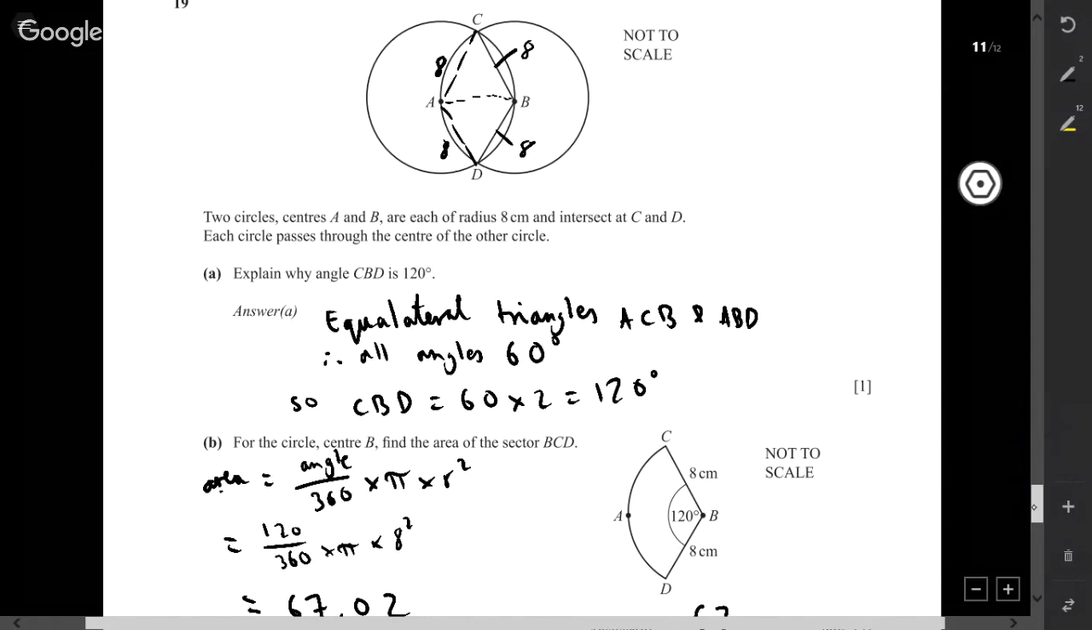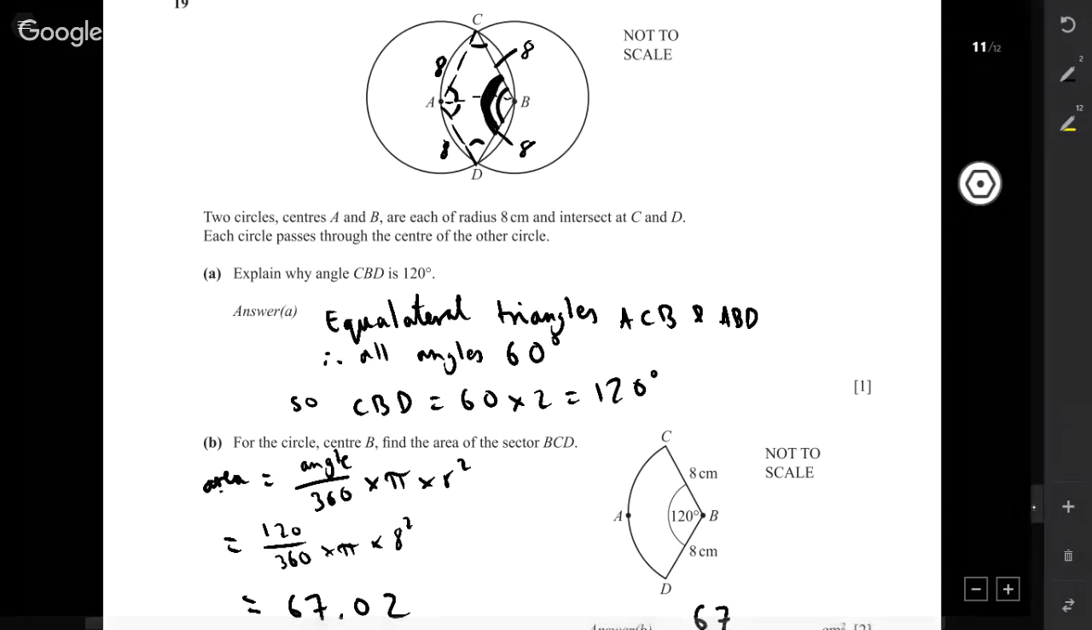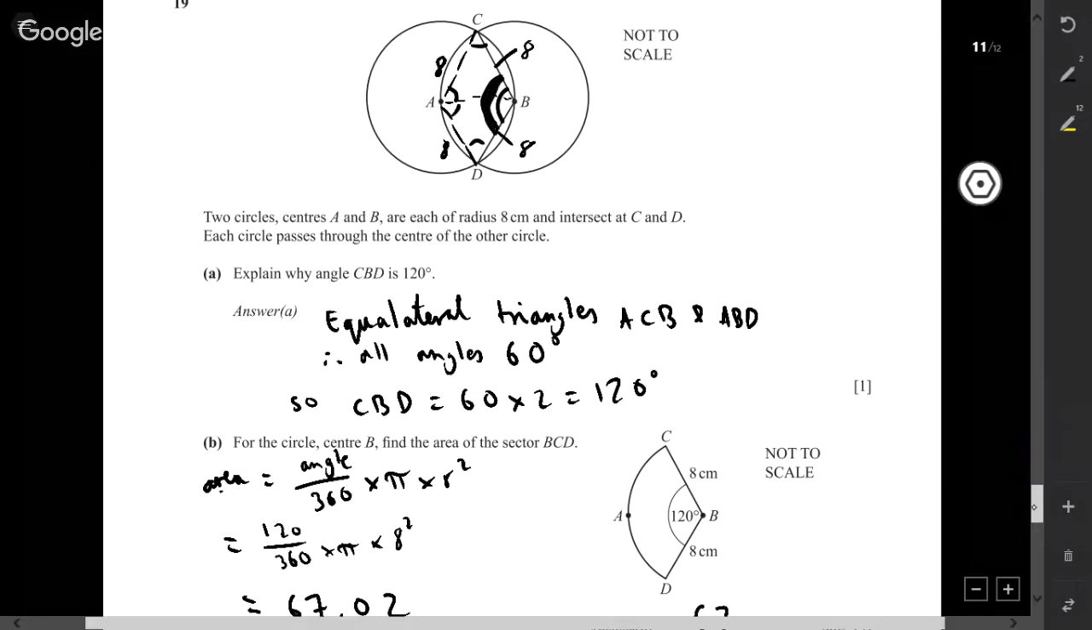Okay, explain why angle CBD, this one here, is 120 degrees. Well, as all of these lines are 8 centimeters, we know that this makes up two equilateral triangles. And we know that equilateral triangles all have angles of 60 degrees. Therefore, we can say that this is two of the equilateral triangle angles. So 60 plus 60, 120.